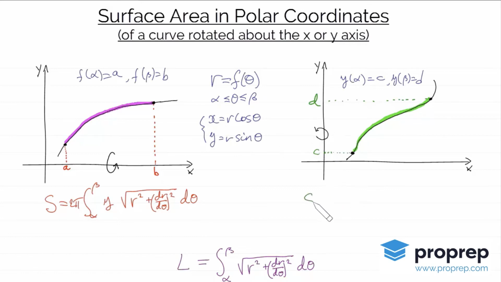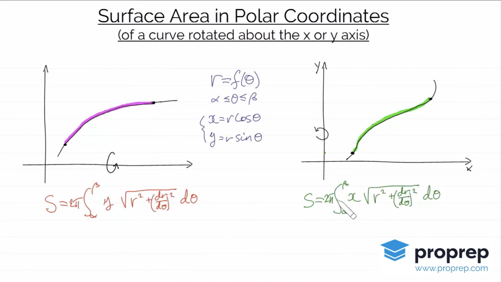We use the same idea. We also have the integral from alpha to beta, but this time we're rotating around the y-axis, so if we have a little piece of curve and we multiply by the circumference, it's going to be 2 pi x, and then the same thing from here, like so. And I don't need this anymore.